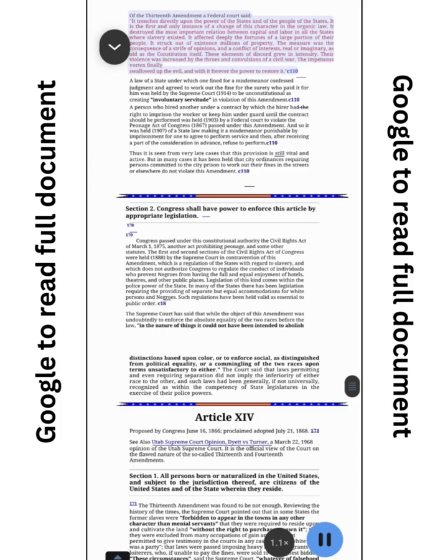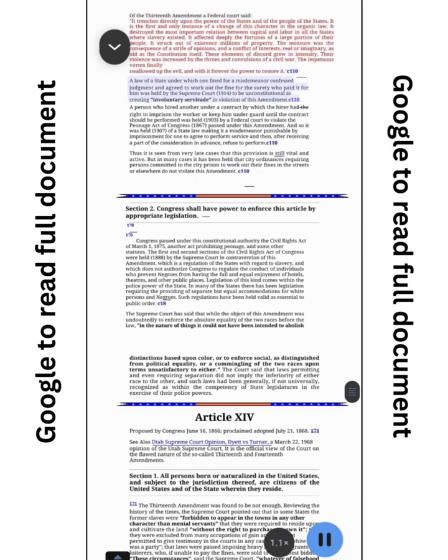The measure was the consequence of a strife of opinions, and a conflict of interests, real or imaginary, as old as the Constitution itself. These elements of discord grew in intensity. Their violence was increased by the throes and convulsions of a civil war. The impetuous vortex finally swallowed up the evil, and with it forever the power to restore it." See 110.